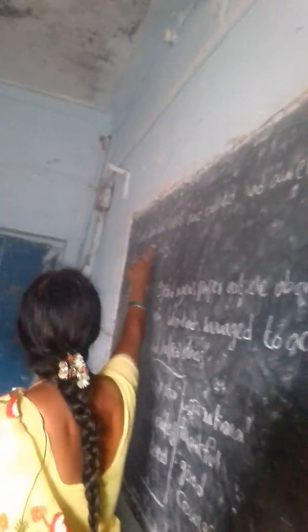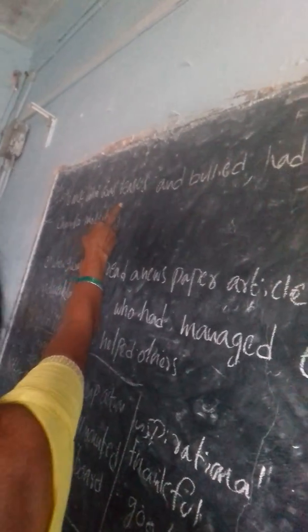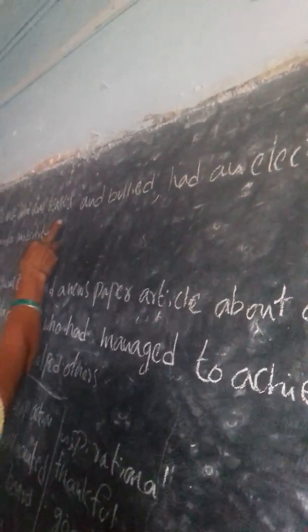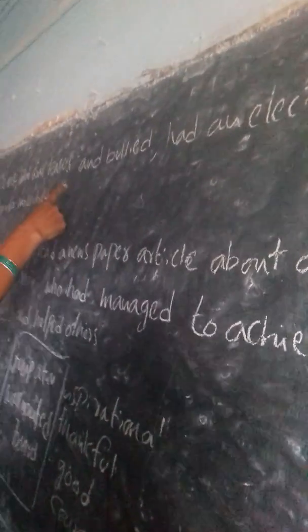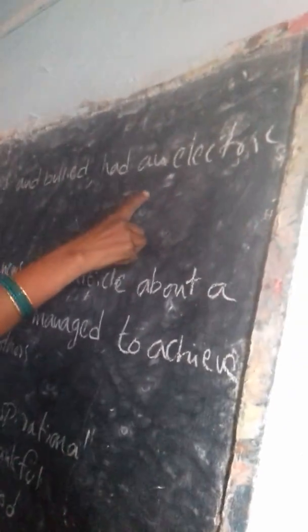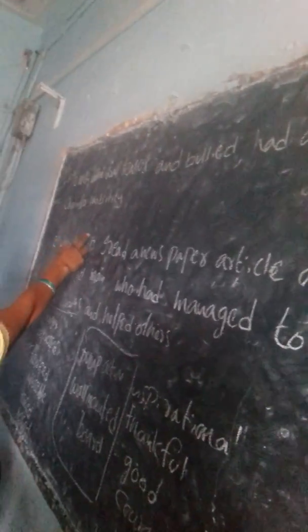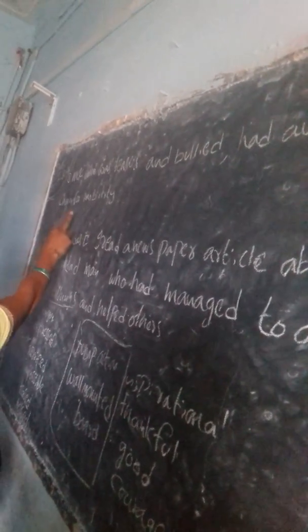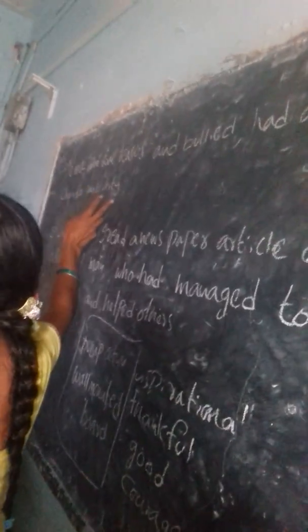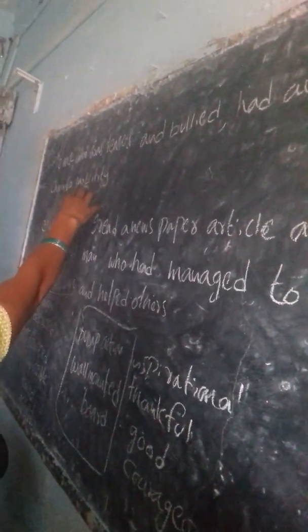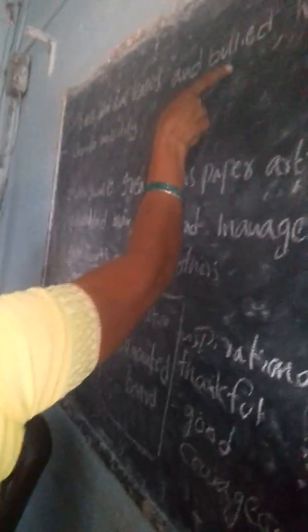Now Nick, Mali, stand up. Read aloud. Nick, who was teased and bullied, had an electric chair for mobility. Mobility, noun; what is the adjective? Mobile. Here there is a comma.